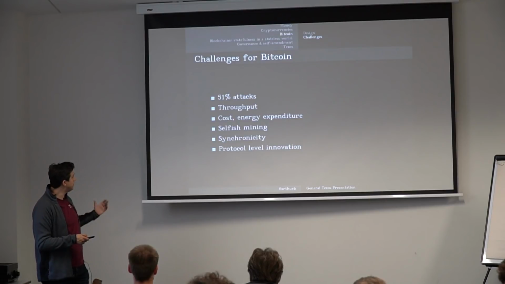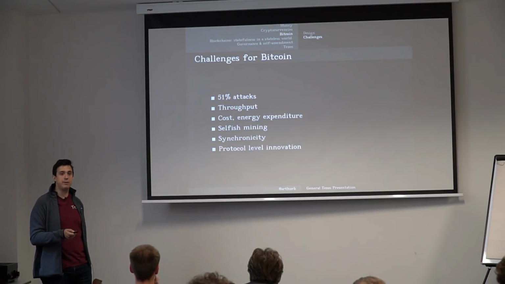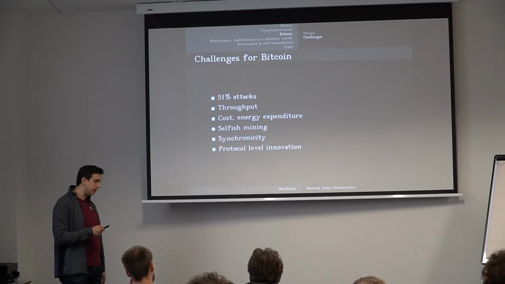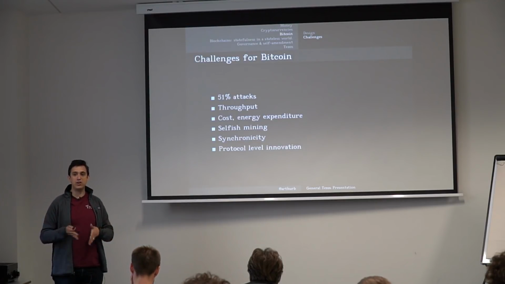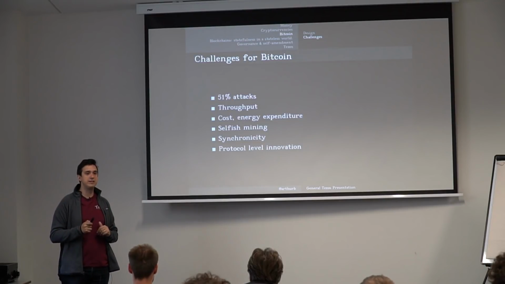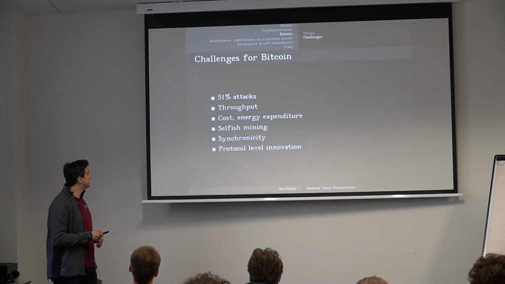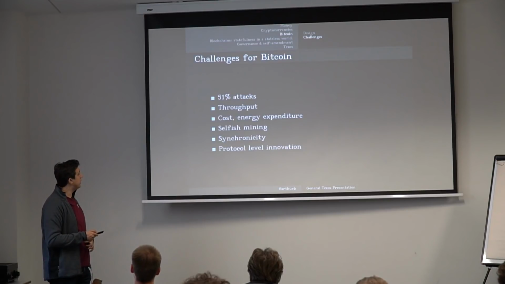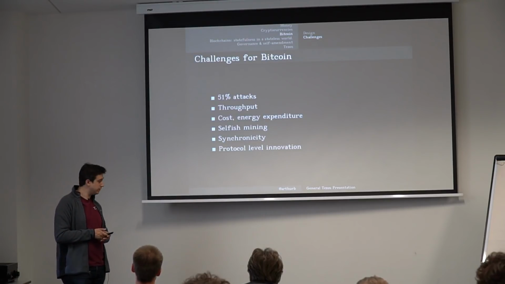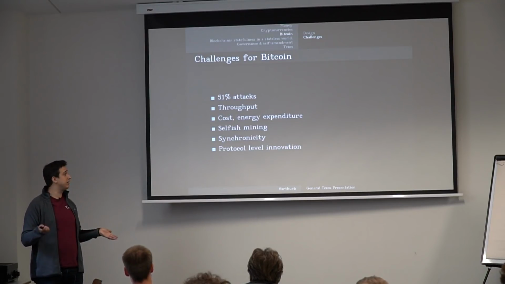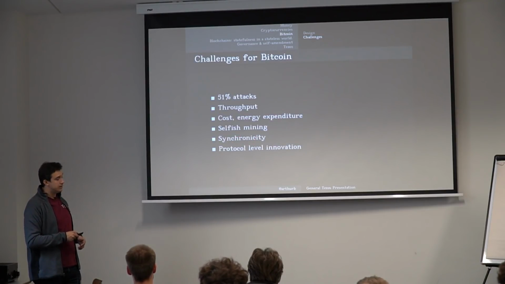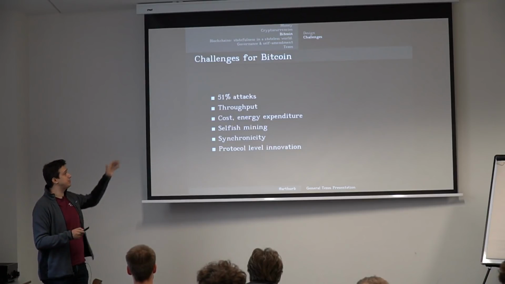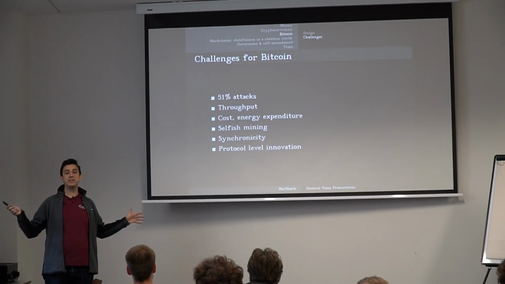There are other issues like selfish mining, which don't completely threaten Bitcoin, but can cause some issues where some miners who have a large stake in the network, without having 51%, become more efficient than others. You have issues of synchronicity. Even though Bitcoin looks different than a traditional consensus algorithm, it is actually somewhat more restricted in its assumptions, in the sense that this 51% attack works if everyone gets the blocks right away.